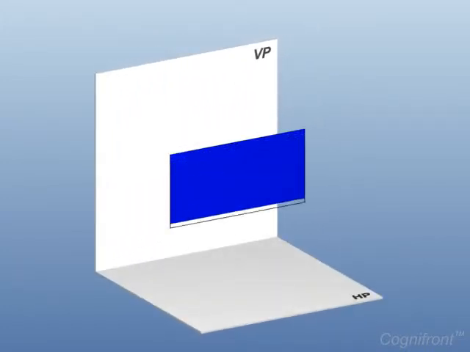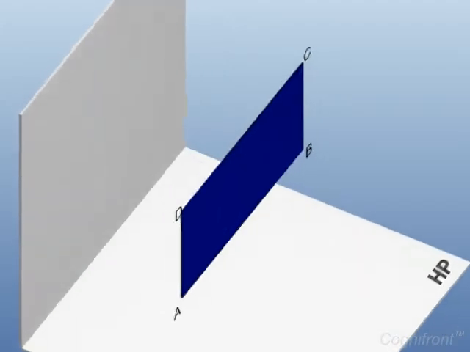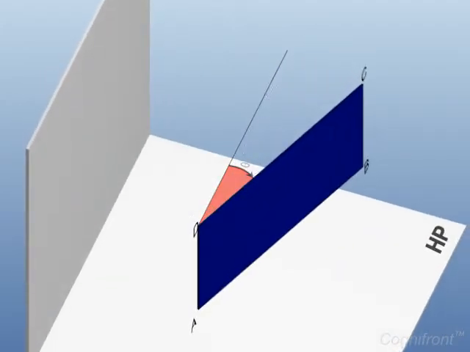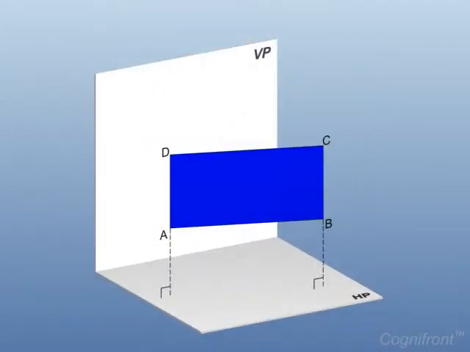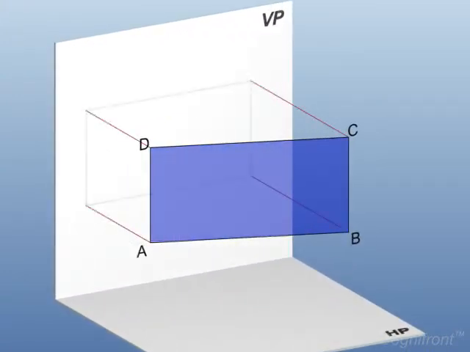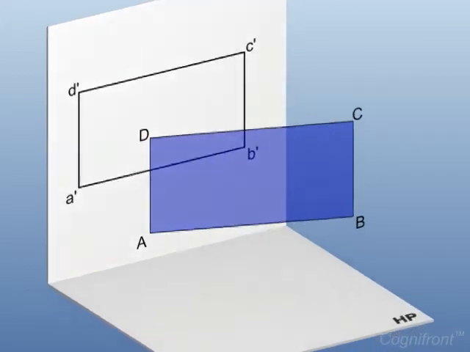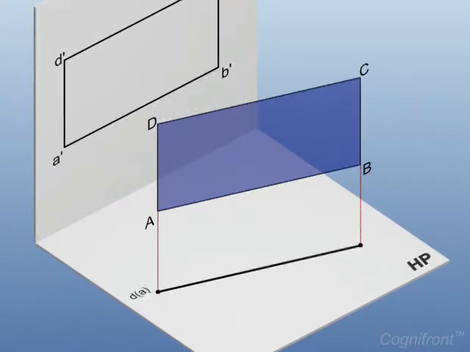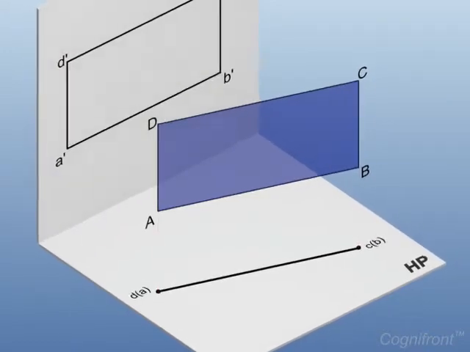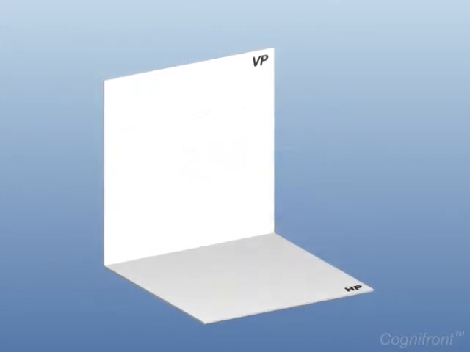Now consider another case where the plane ABCD is located in the first quadrant, as its surface is inclined at angle theta to VP and perpendicular to HP. As we can see, the front view is A', B', C', D' and the top view is DACB. Let's illustrate its construction in detail.